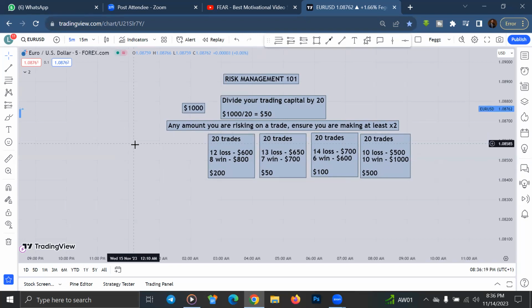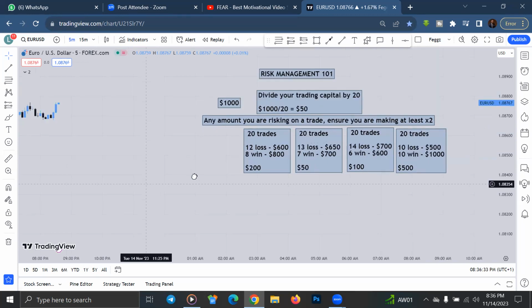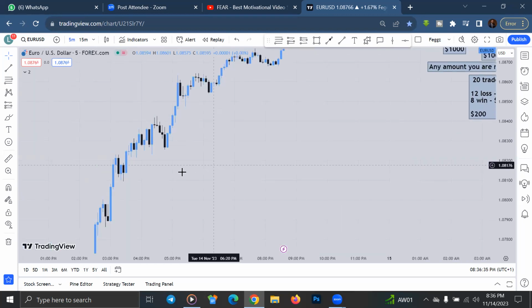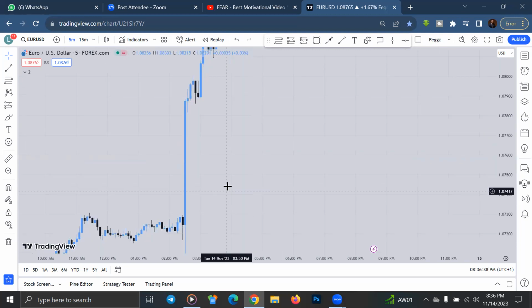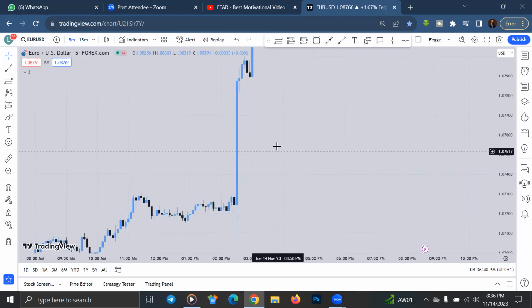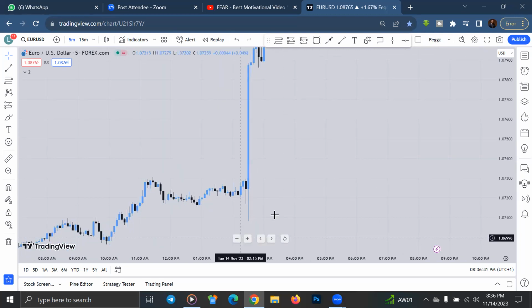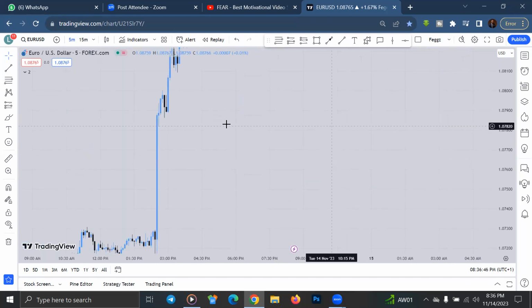But before I round up this very short class, I want to show you a very simple way you can quickly calculate your risk and know your reward. So I'm just using this chart as an example. Let me just keep it here.